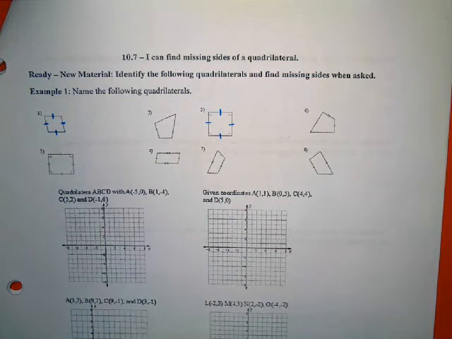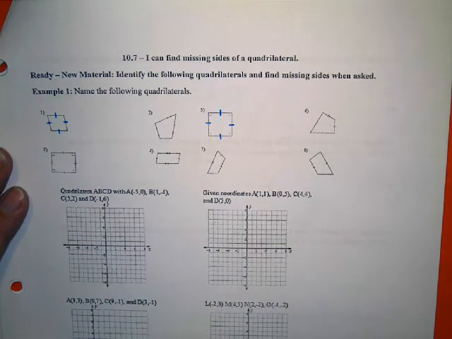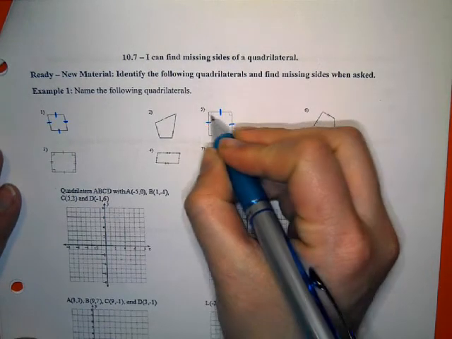How did you know that? Because it's all equal and it's all right angles. And right angles. We have to have the right angles to have a square.